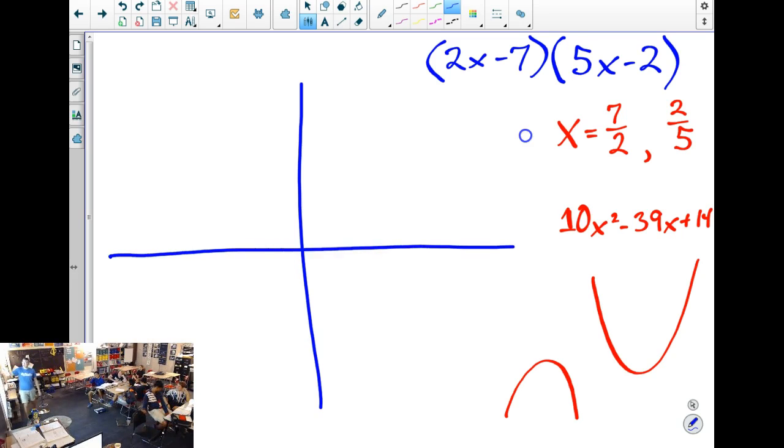X-intercept at 7 halves, which you guys already told me is really 3.5. X-intercept at 2/5, right? Less than 1. Y-intercept at 14. That'd be a really steep line. Hold on, I'm way over teaching, which is fine because then we'll be able to go fast.